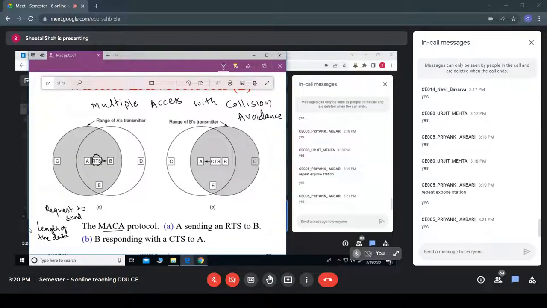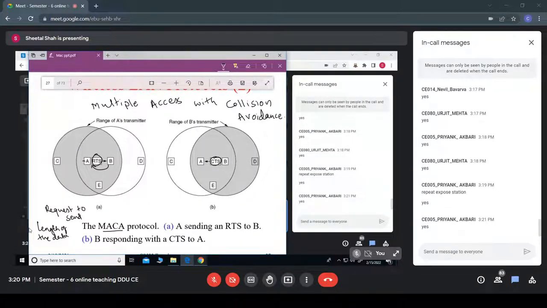Now, this RTS is received by C also, and it is received by station B also. Whoever is in this region would be able to hear this RTS signal which is sent to station B. Are you getting my point? Because it is omnidirectional. Now, when this RTS frame is received by station B, it replies by sending a signal.